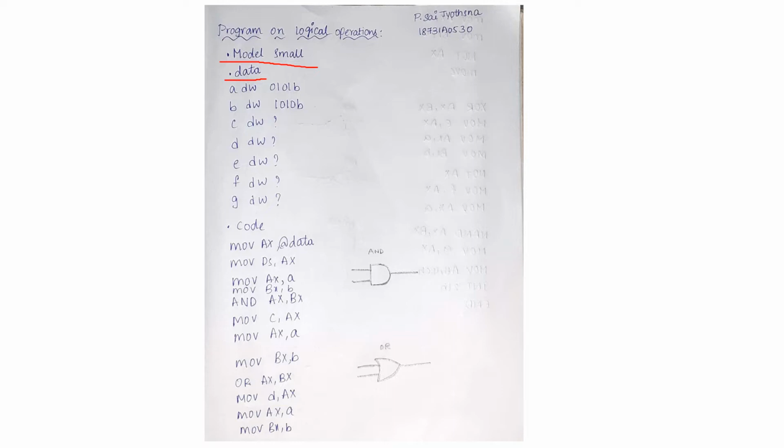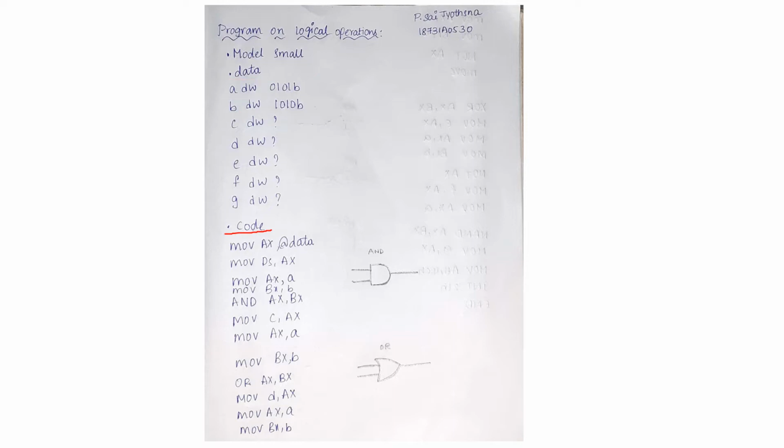According to our problem, we declared A and B as two defined words. A is stored with value 5, whose binary form is 0101B, and B is stored with 10, whose binary form is 1010B. The next segment, the code segment, is started with .CODE.